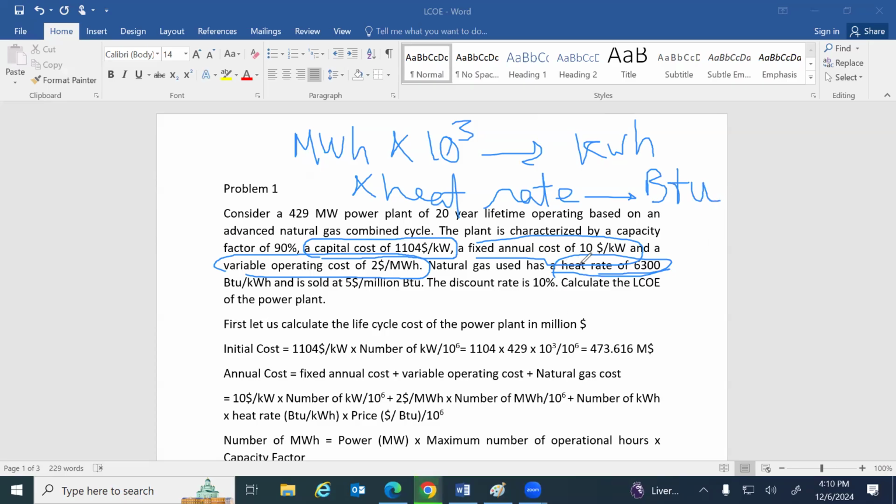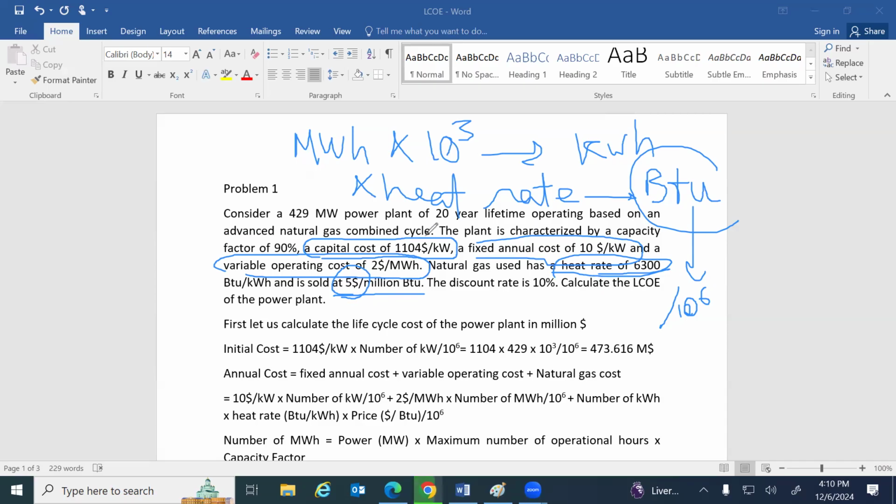And after we find the number of BTU, we have the price in dollars per million BTU. So when you get this number in BTU, you should divide by 10 to the power 6 to get the number in million BTU. And then you multiply by 5 in order to find the total cost of the BTU needed.